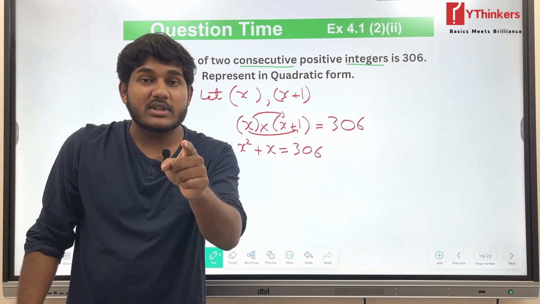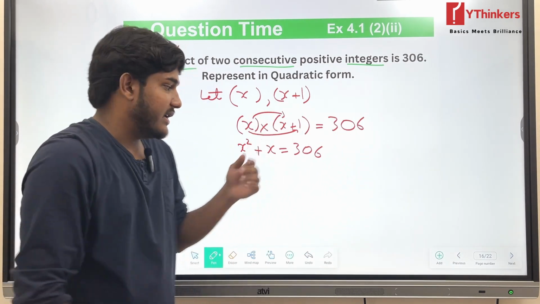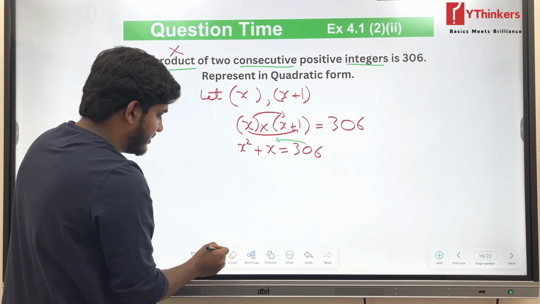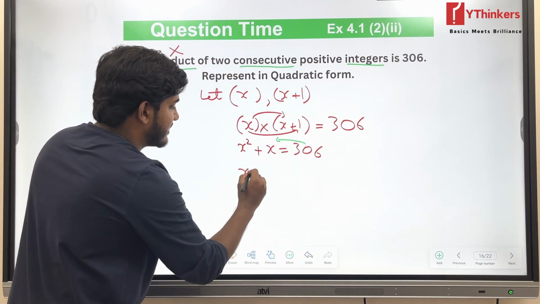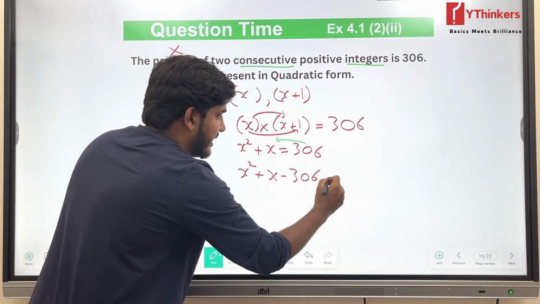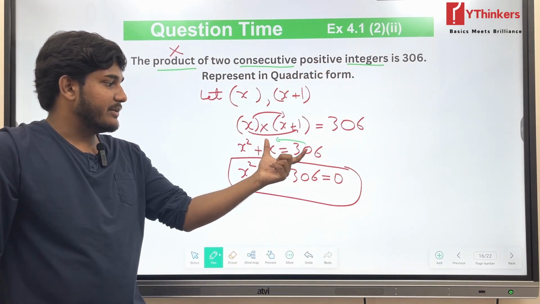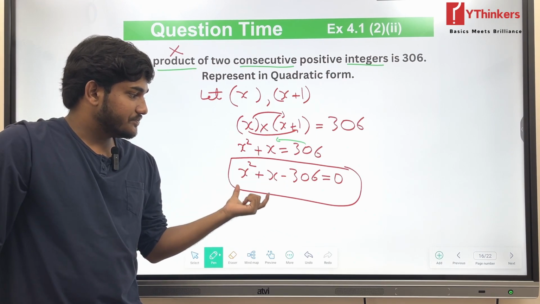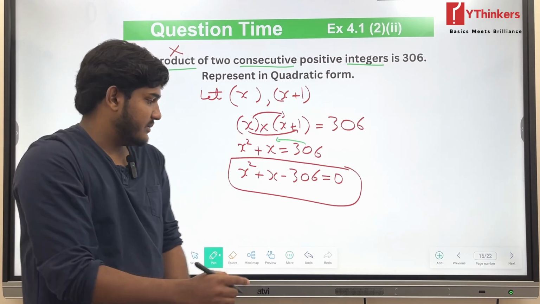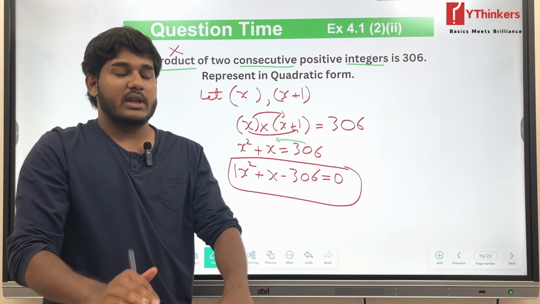No. For it to be an equation, the right hand side should be 0. I'll take whatever is on the right hand side and send it to the left hand side. So I have to send 306 here. If I send 306 here, it becomes x square plus x minus 306 is equal to 0. See, I have converted a simple word problem to mathematical form and brought it to a quadratic equation. Is this a quadratic equation? Yes, because the coefficient of x square is not 0, it is 1. So it is a quadratic equation.